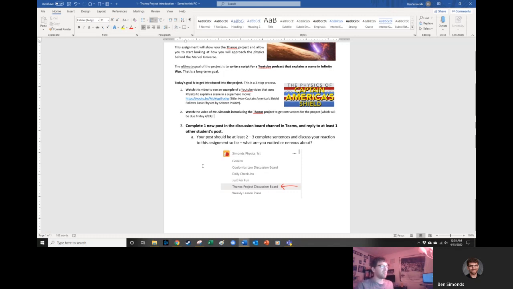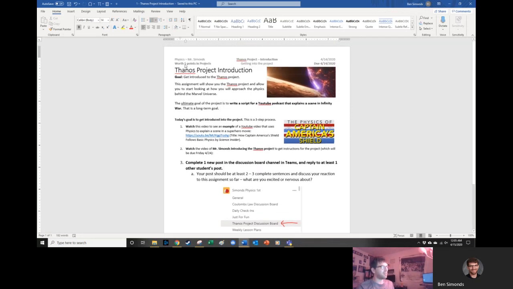So use this discussion board as a way to, even if you're shy, hide behind your keyboard and still type out a response to, you know, what's your reaction? What are you excited or nervous about for the Thanos Project? So go post one new post about what you are excited about, what you are nervous about, and then reply to at least one other student, and that's how you get your 5 points today.